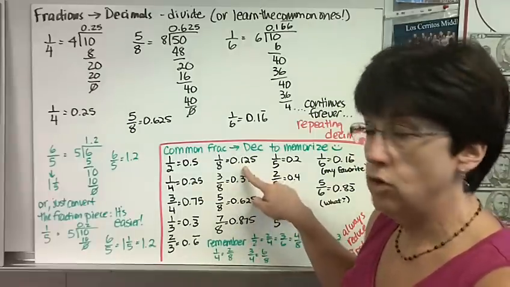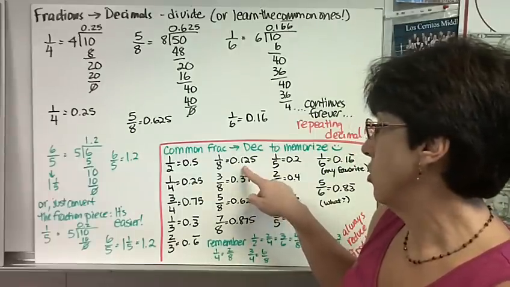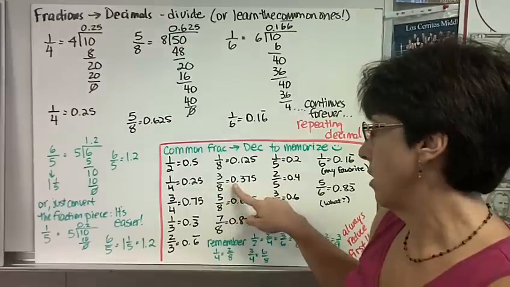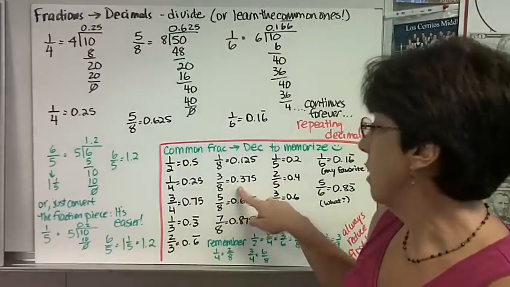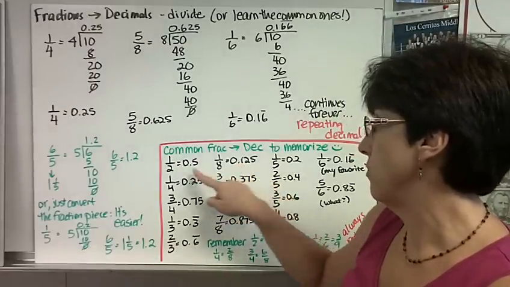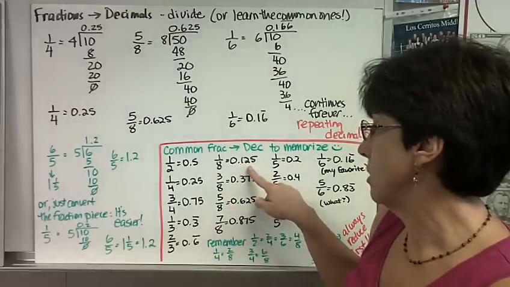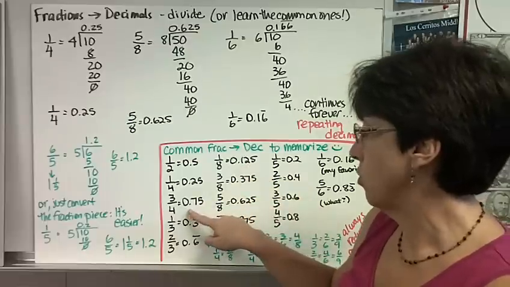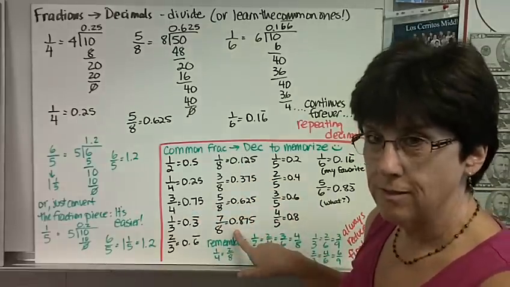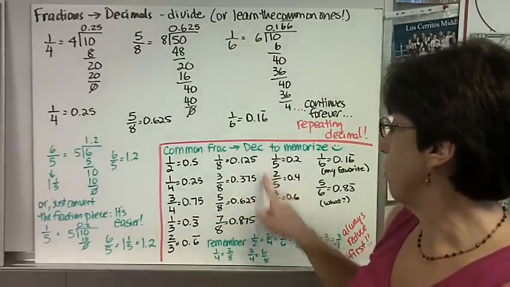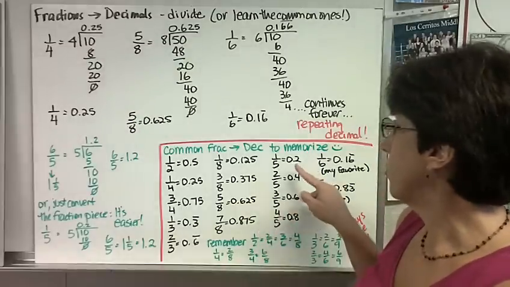0.875. If you add your 0.125 to your 1/4, you get 3/8. If you add your 0.125 to your 1/2, you get the 5/8. And if you add your 0.125 to your 3/4, you get your 7/8. Pretty cool, huh?